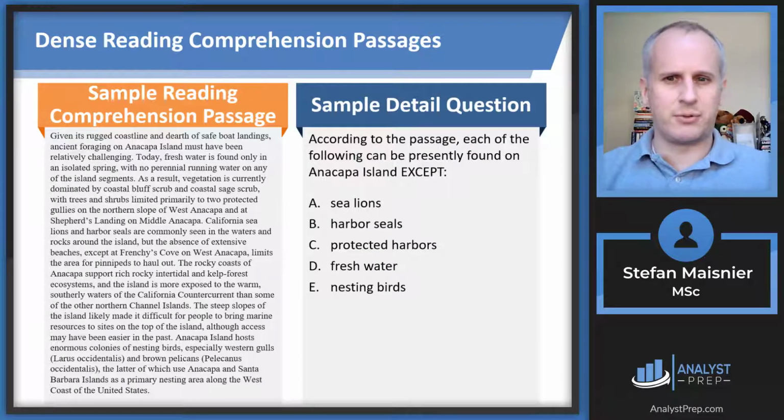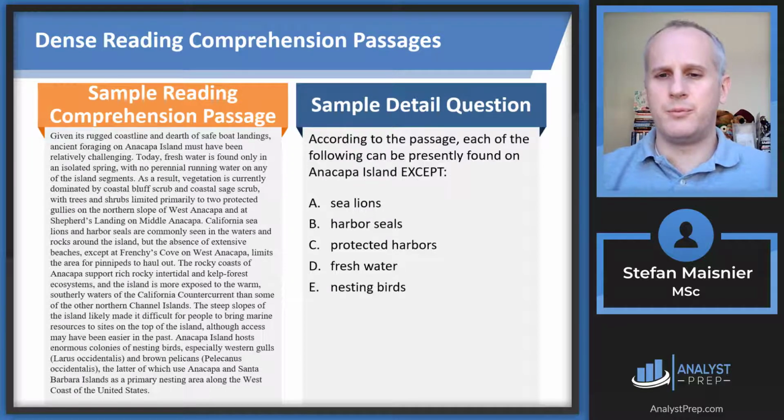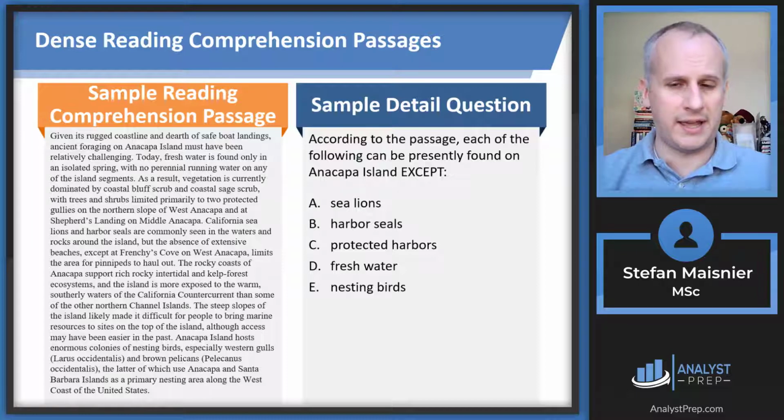We've got a sample detail question here asking, according to the passage, each of the following can be presently found on Anacapa Island, AI, except. And we know that when we see the except, we basically have to do the opposite. So in this case, we're basically looking for what cannot presently be found on AI.